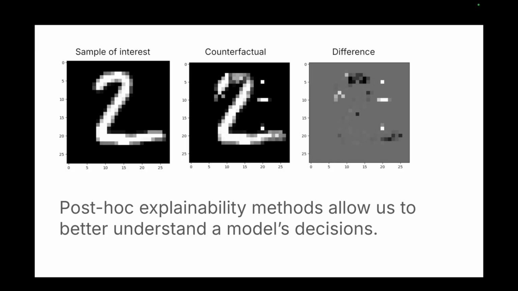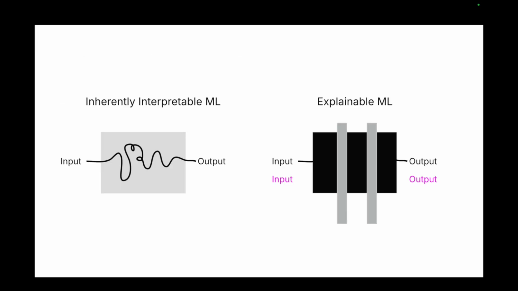Post hoc explainability methods allow us to better understand a model's decision. For example, here you can see a counterfactual. We have a sample of interest. We change that sample until we get a prediction of a 6, and then we can see the difference. And this helps us better understand how a model is making decisions. But it's not inherently interpretable. Inherently interpretable machine learning allows us to map input to output directly, where explainable machine learning lets us take a peek inside the model or change the inputs and see how that changes the outputs.